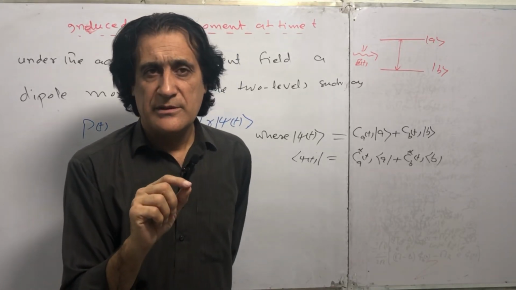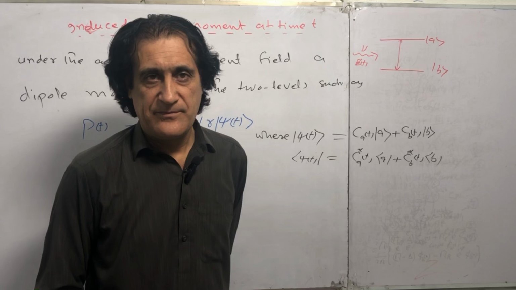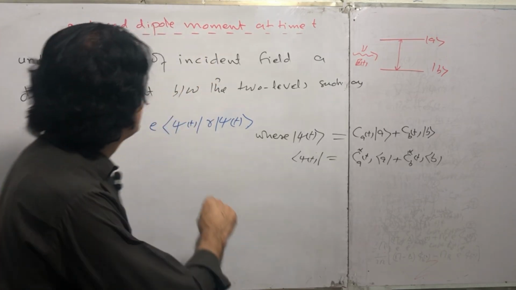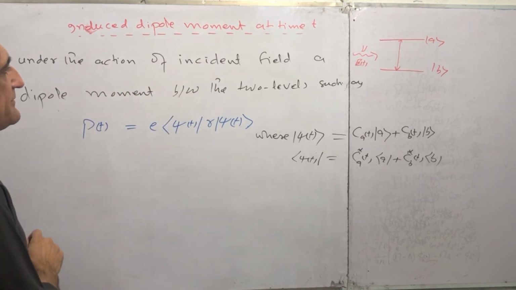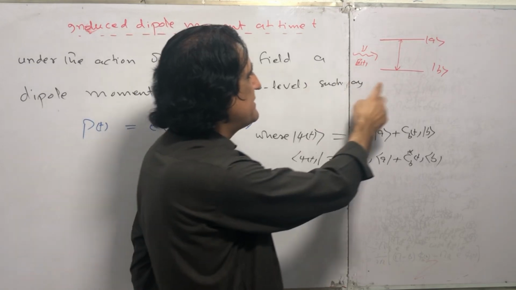How does the dipole moment evolve with time? Today, I would like to discuss this topic. Under the action of an incident field, a dipole moment between the two levels can be generated.